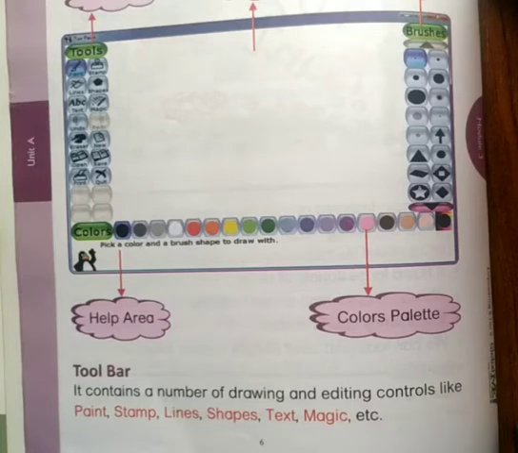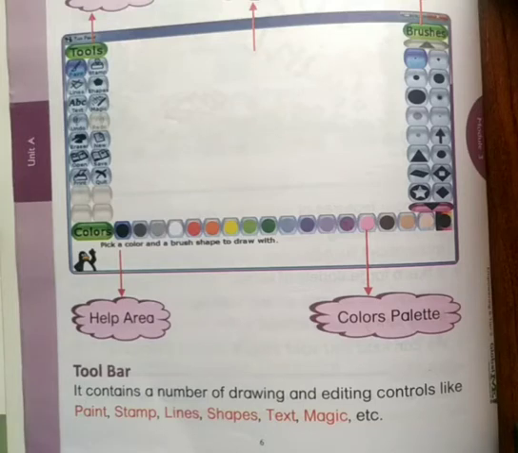Last class I explained what Touch Paint is, the features of Touch Paint, and the parts of the Touch Paint window, right? There are five parts. You know them: toolbar, drawing canvas, selector, colors palette, and the help area. Related to that, I'll be explaining briefly about these parts of Touch Paint.